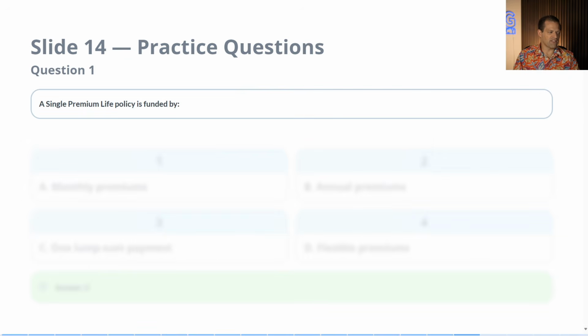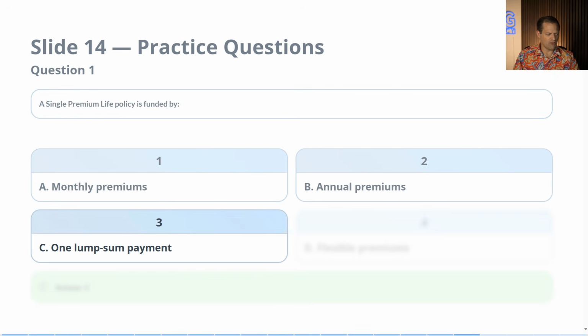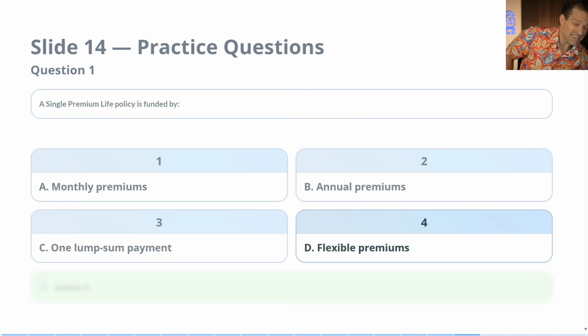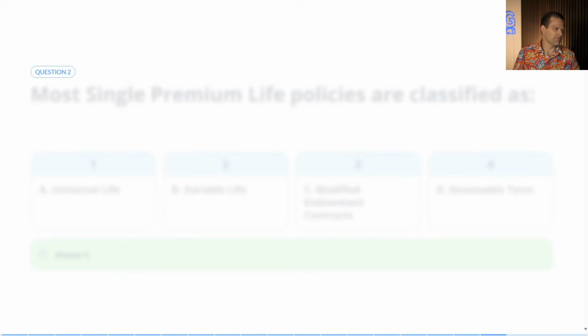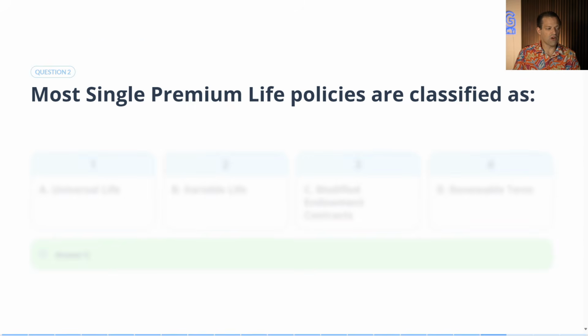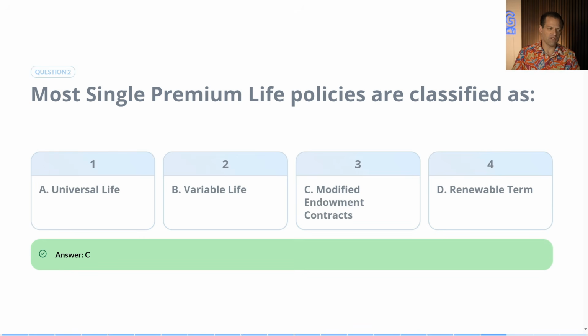Now for a practice question. A single premium life policy is funded by monthly premiums, annual premiums, a one-time premium, or flexible premiums. Well, because it's a single premium, it's one lump sum premium. Answer C. Question 2. Most single premium life policies are classified as universal life, variable life, modified endowment contracts, or renewable life. The answer is C, MEC. Remember, you think single premium life, think MEC.